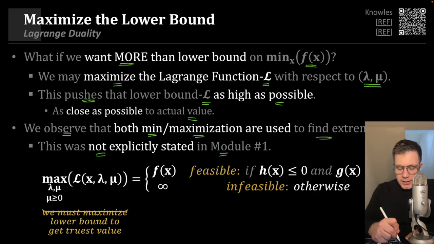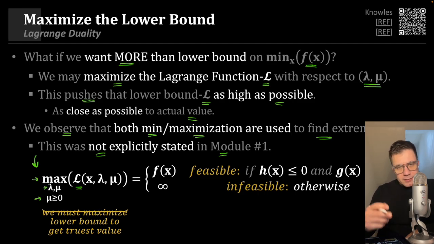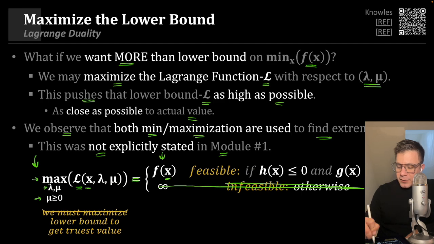All right, and so here we see a mathematical representation of what we're talking about. What we see is that if we maximize our Lagrange function with respect to lambda and mu, with the assumption that dual feasibility still applies, mu must be greater than or equal to 0, we will end up with a value that is equal to the objective function itself, assuming that x is feasible. Now, if it's infeasible, then we can end up with positive or negative infinity, but we're really not too concerned with that at the moment.